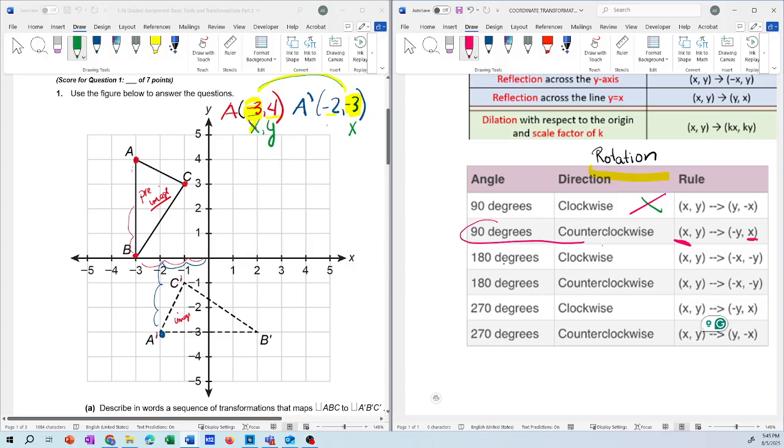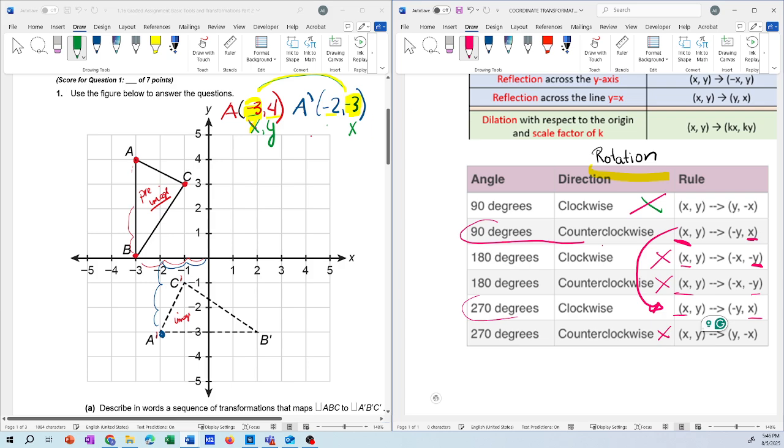It cannot be 180 because you don't have x and x here, right? So 180 cannot be either. It can be 270 because you have the x and x, and it's actually the same rule. You see the 90-degree counterclockwise and the 270 clockwise, because one is clockwise, the other is counterclockwise, so you're going to be in the same place when they rotate.